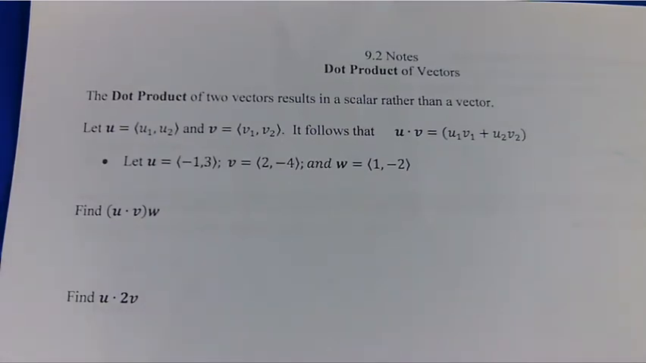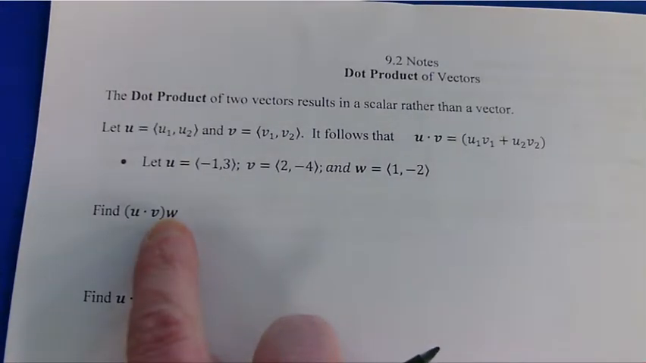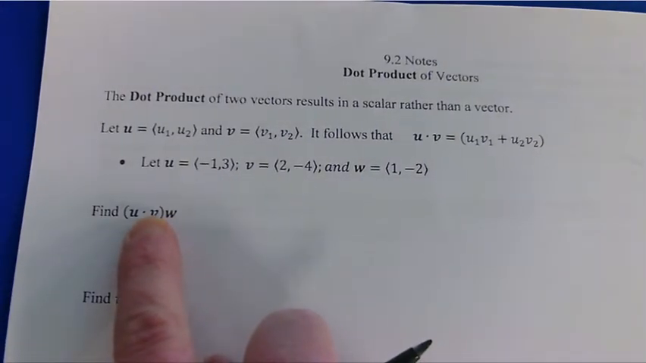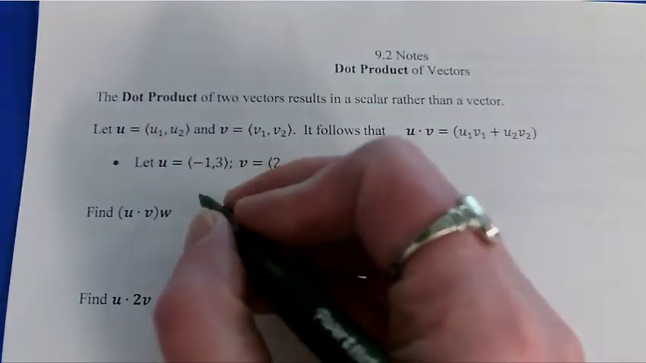So let's see what this one is actually asking us to do. Find u dot v times w. And notice that's a times, it doesn't have the dot. That dot is actually special in the vector world. So let's start with u dot v.